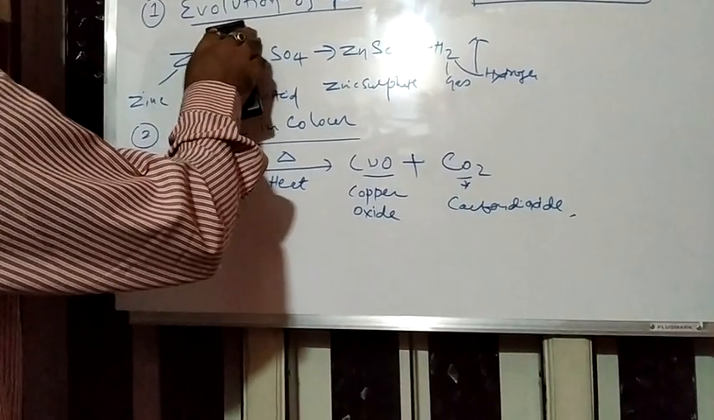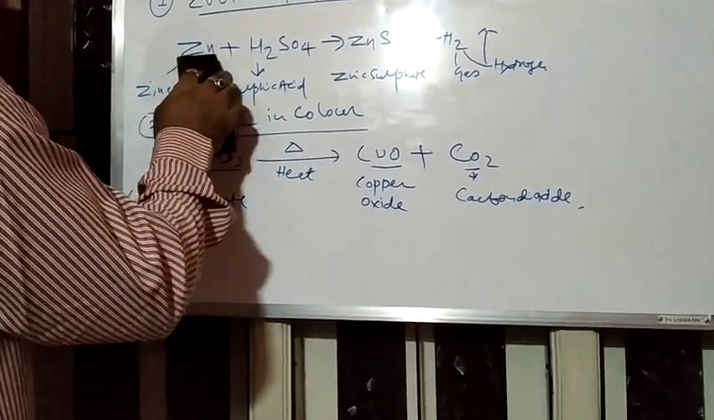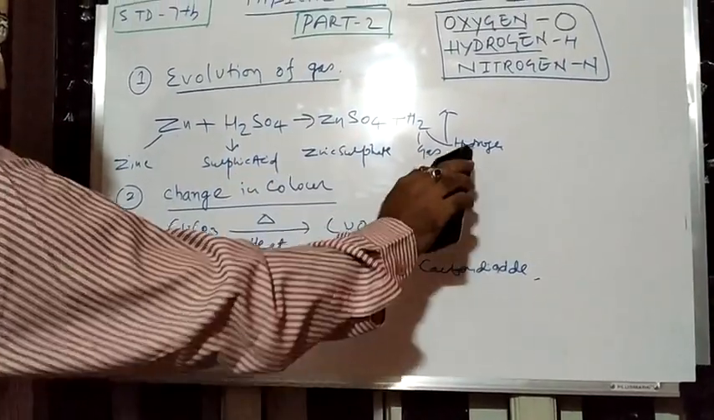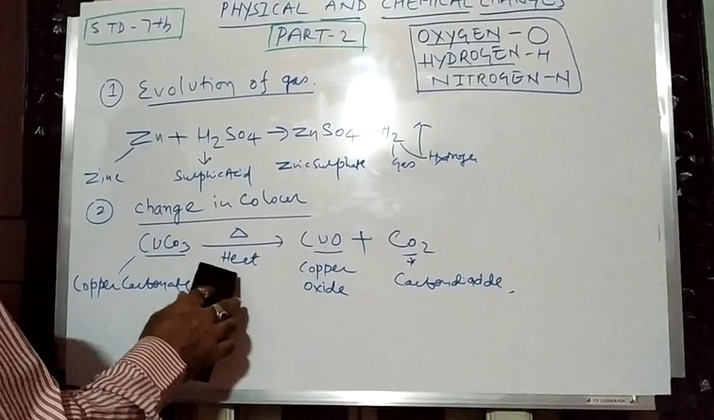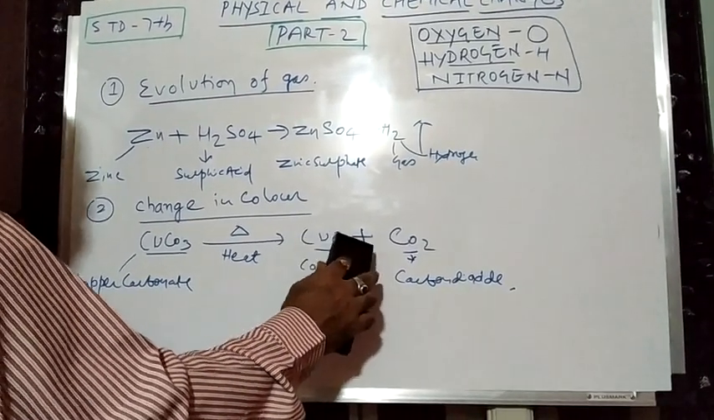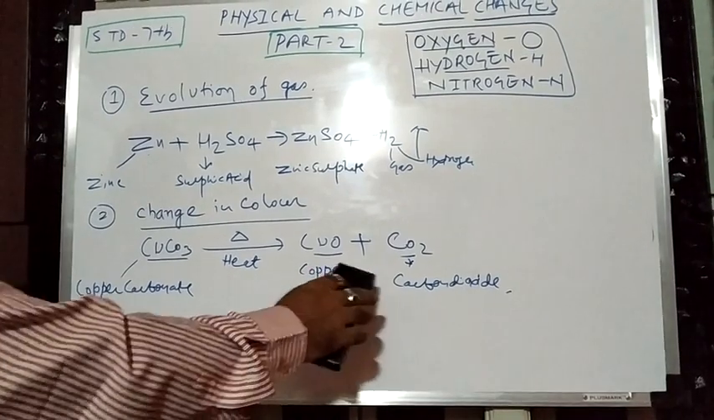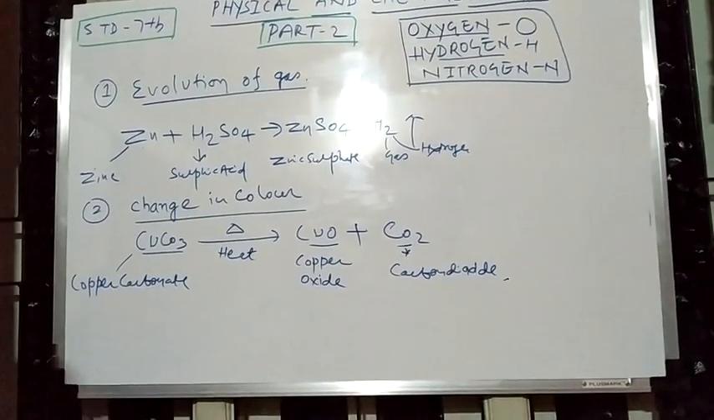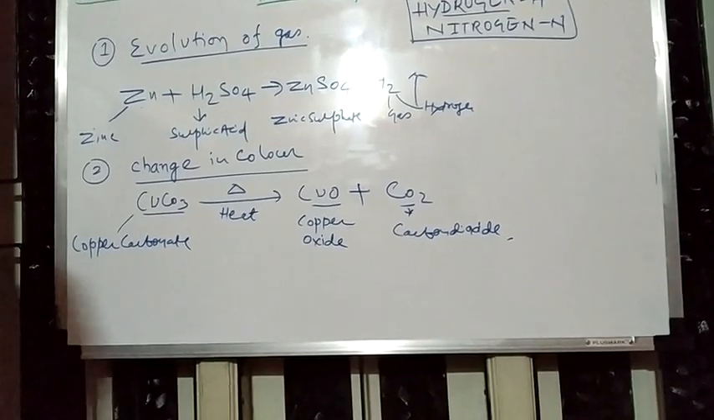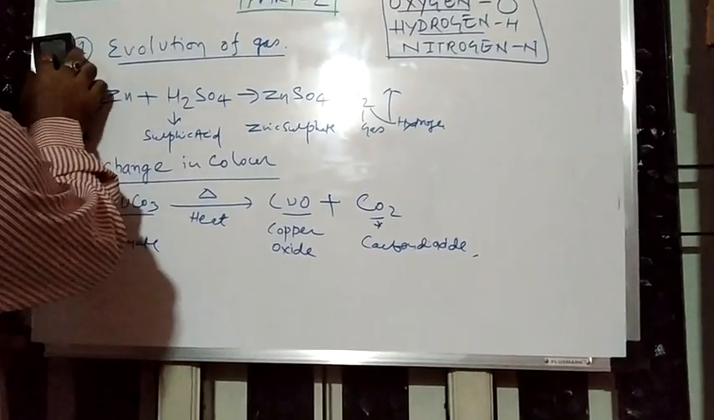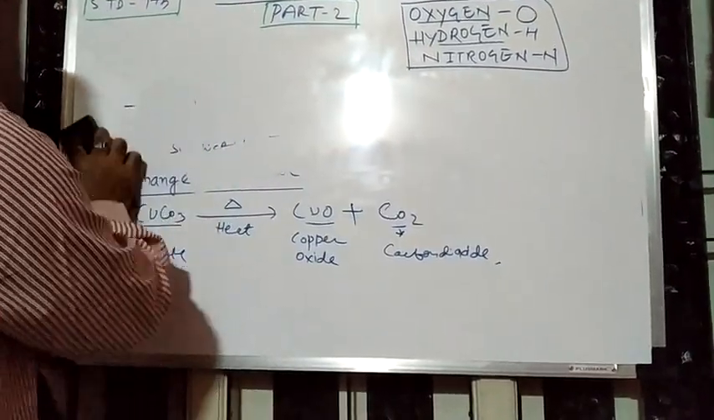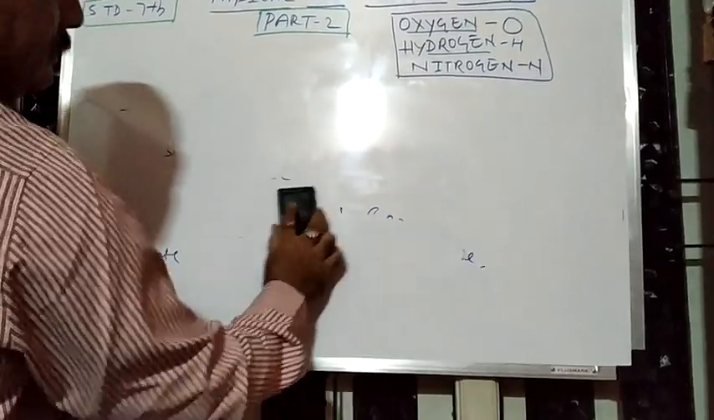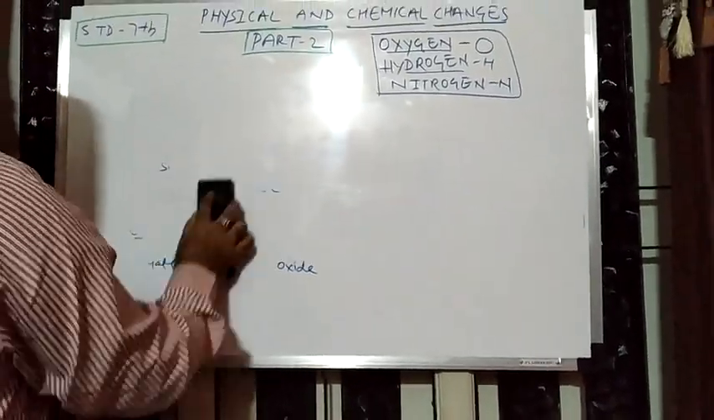First one, again I am going to repeat, is evolution of gas, where Zn plus H2SO4 gives ZnSO4 plus H2. H2 is a gas which is going out. Now change in color. CuCO3 is heated, then you get CuO plus CO2. So there is a color change, right? Copper oxide gets a different color. Now we are going to study another one. These are the chemical reactions we need to understand because under chemical changes there will be chemical reactions.